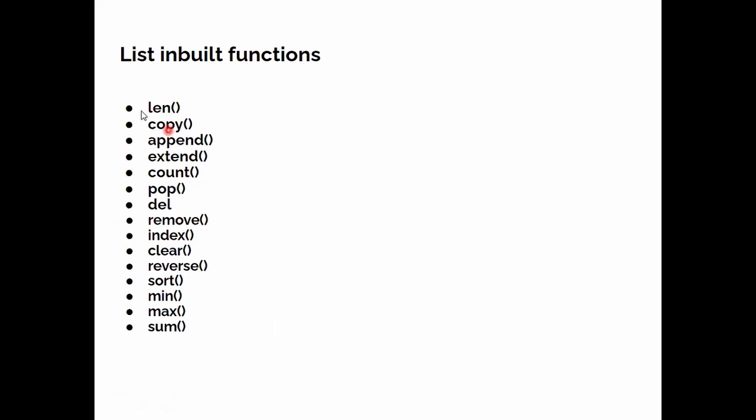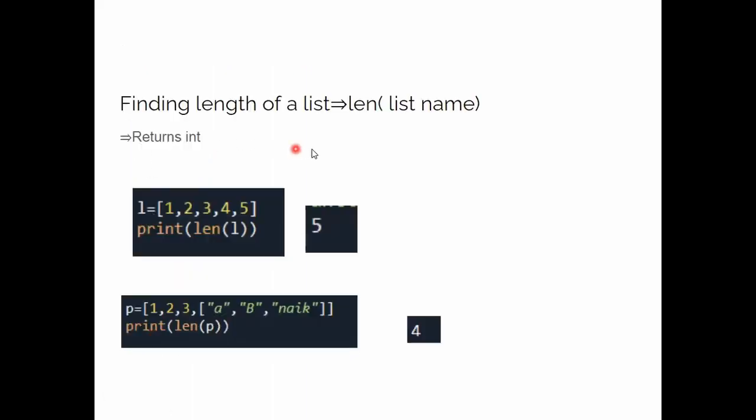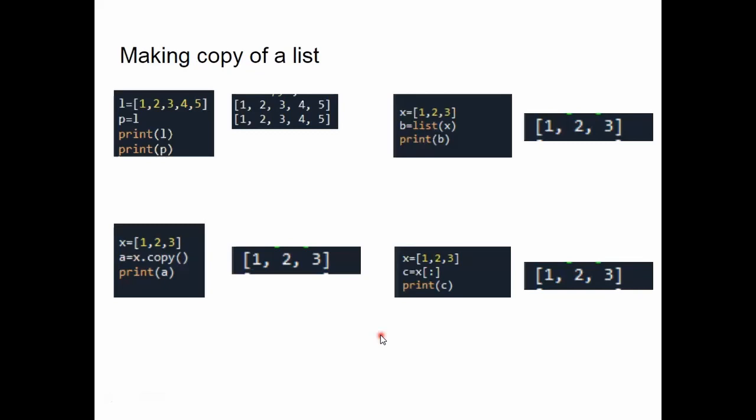Now we will discuss the built-in functions which are ready to use by the list present in Python. Finding the length of the list, that we had already discussed. Here we are having a sublist. So how many elements are present? 1, 2, 3, and the sublist will be treated as the fourth element. So the length of the list is 4.